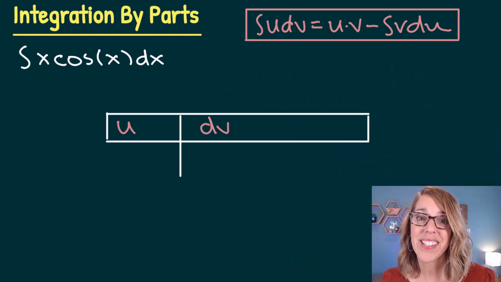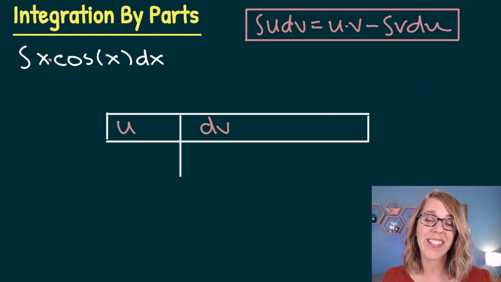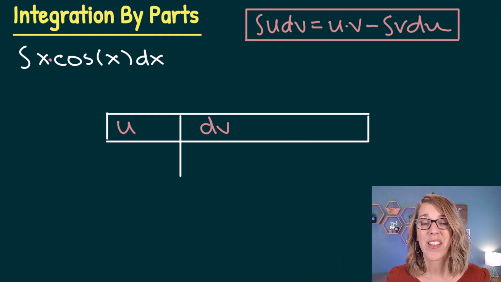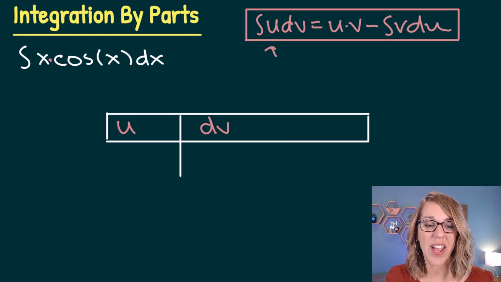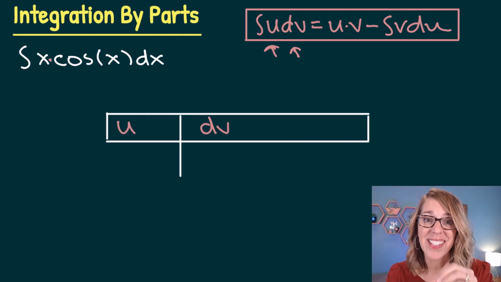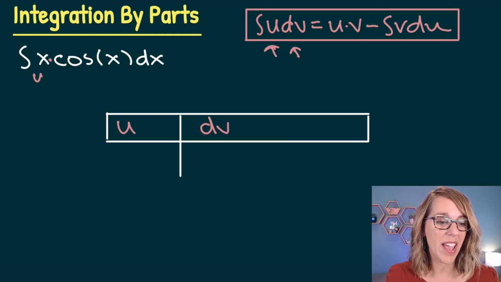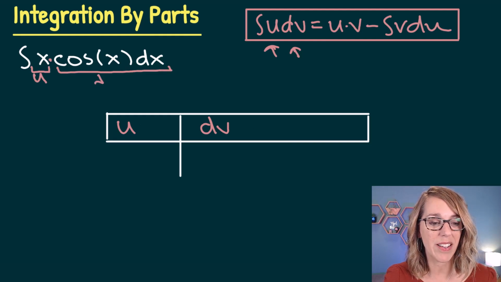In this example, inside my integral, you'll notice that I do have a product. I've got x times cosine of x. When I'm deciding how to break this into a u and a dv, I'm going to choose u to be whatever will get smaller as I take a derivative. So I'm going to let u be my x. Everything else then needs to be my dv.